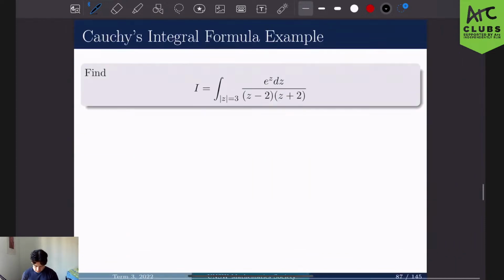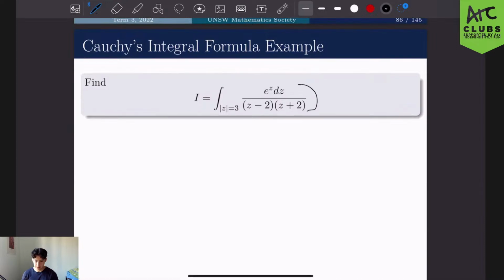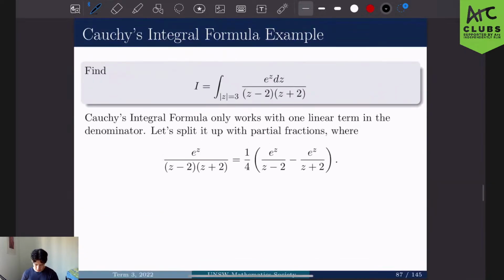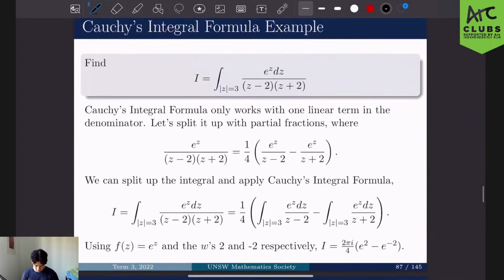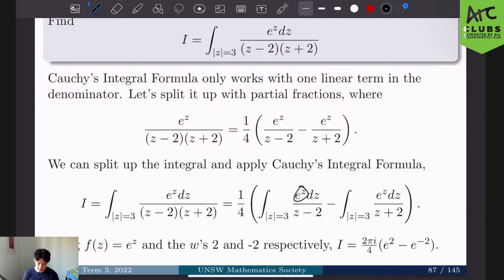Our first example is a little bit different to the form that we were looking at. So what we do is we use partial fractions to split it up such that it's got one term on the denominator. So there we go, partial fractions, split up the integral, and now we can apply Cauchy's integral formula. We see that f of z is going to be the top here, which is e to the z. w is going to be 2 here and negative 2 here. Therefore, once we substitute it in, the integral is 2 pi i over 4, because of the 4 from the partial fractions, and substituting w into f of z, we get e to the 2 minus e to the negative 2.